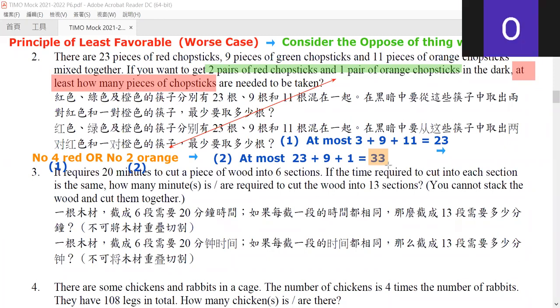Wait, stop. Okay, yes. Please, let me finish it first, okay? Let me finish it first.